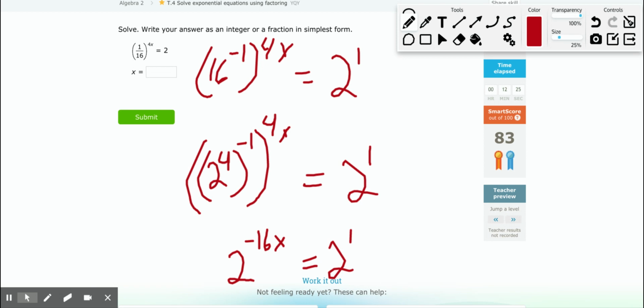Let's do that off to the side again. -16x equals 1. Well, I need to divide both sides by -16 to get x by itself. And I would get -1 over 16. So let's go ahead and put that in and make sure we're on the right track, and then we'll wrap up.